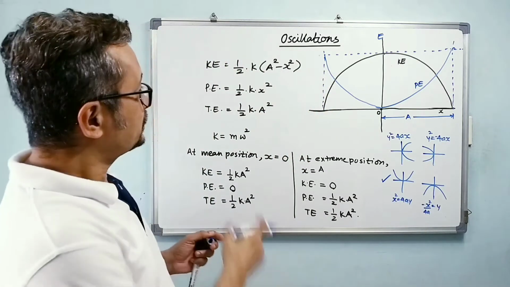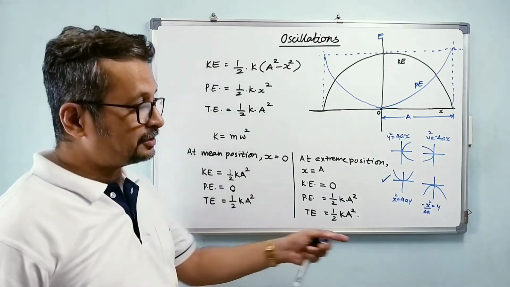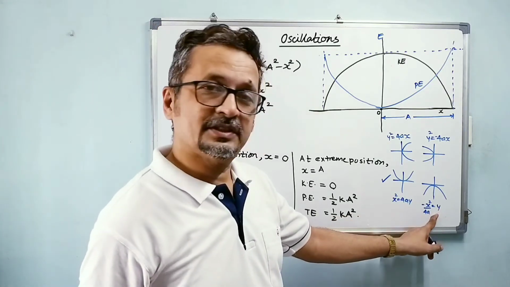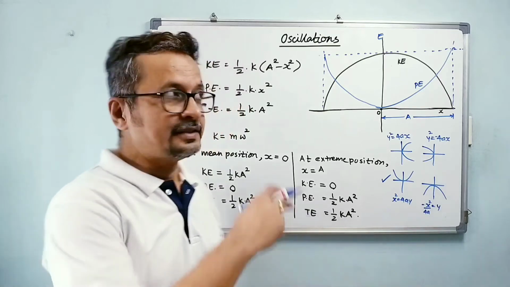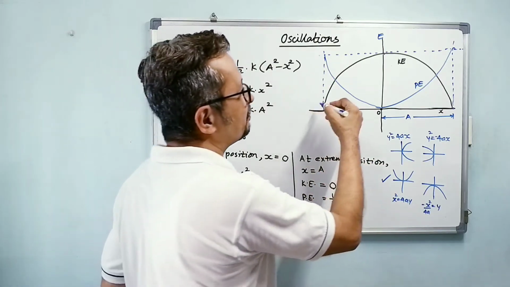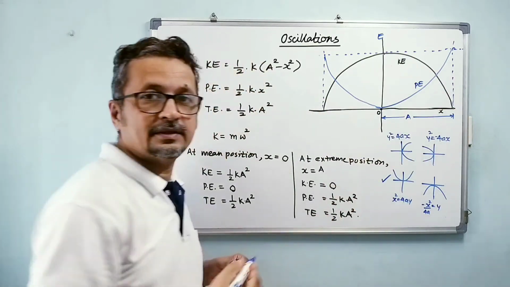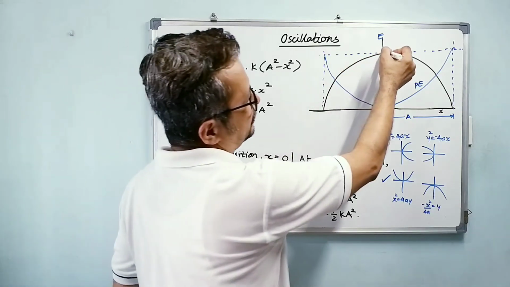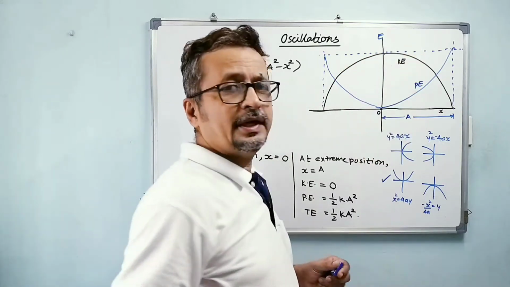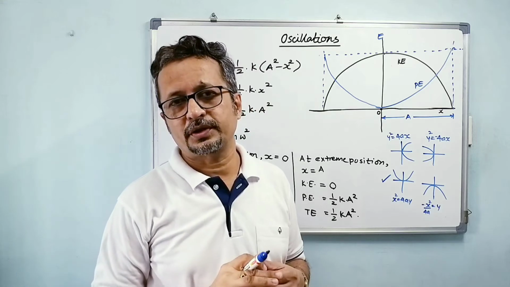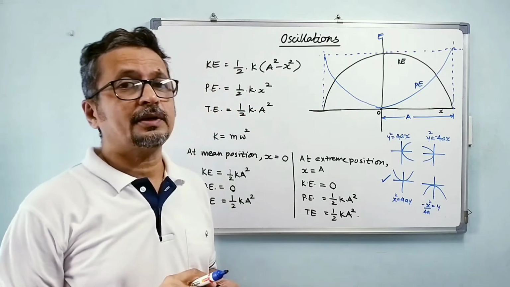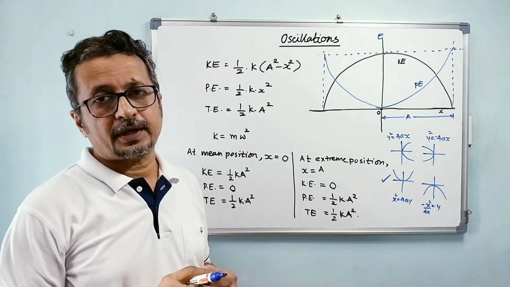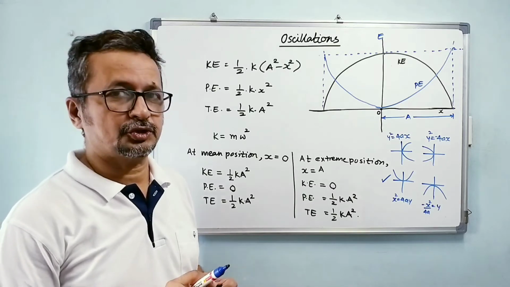Correct. What about kinetic energy? For kinetic energy, it is a parabola of this type. It is an inverted parabola. So I have my kinetic energy graph like that. And then this is the point of total energy or maximum energy over there. Correct. So that was about energy of particle performing oscillatory motion.